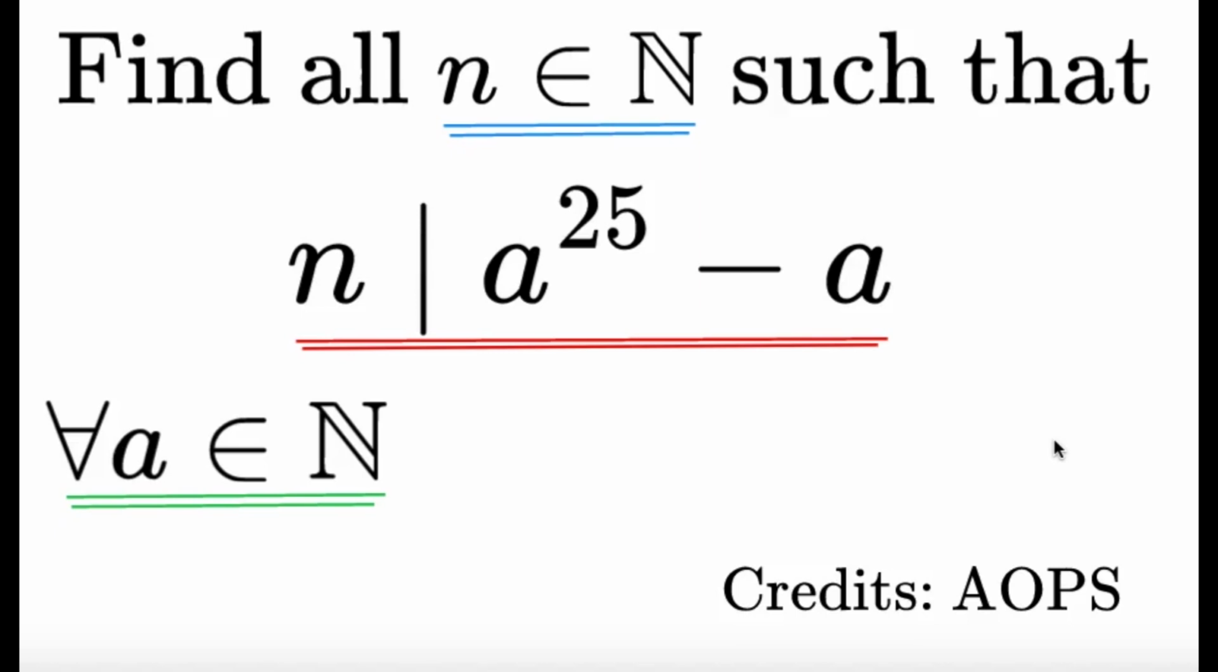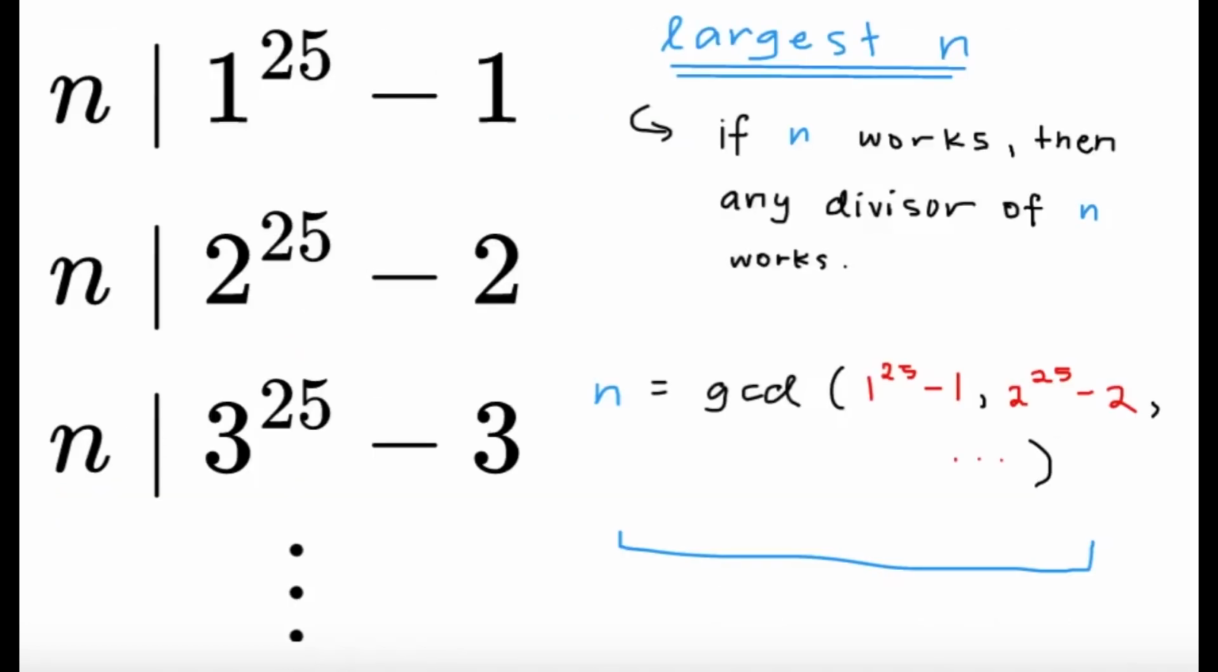We're asked to get the possible values of n such that n divides 1 raised to 25 minus 1, n divides 2 raised to 25 minus 2, n divides 3 raised to 25 minus 3, and so on. So that's the thing that we have to take note of here.